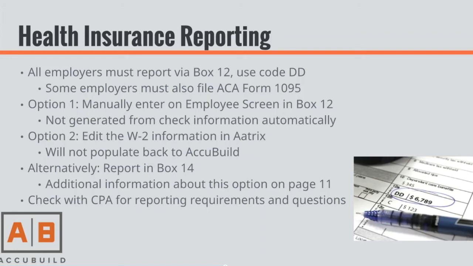Alternatively, the health insurance amount can be added to the amount in Box 14. For more information about using this method, please see page 11 of the year-end forms printing notes document. Also, you'll want to confer with your CPA for any tax reporting requirements and questions.